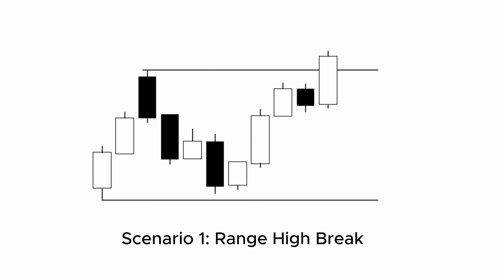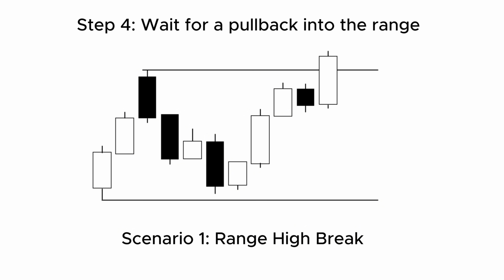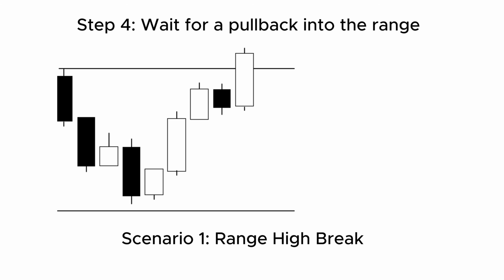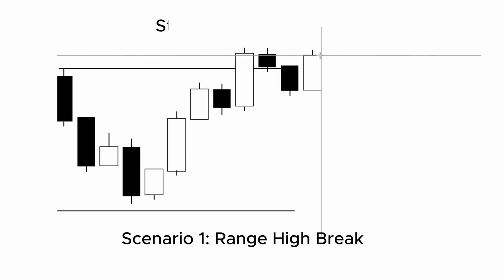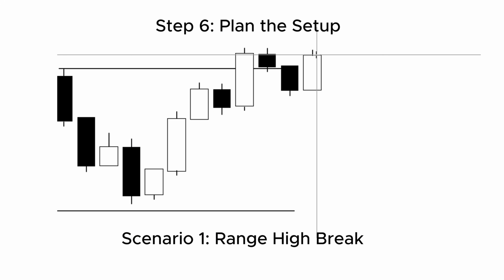If it breaks the range high, we move into the next step, and that is waiting for the price to pull back into the range high that it just broke recently. If this happens, and it often does happen, we wait for the first bullish reaction from this pullback. Basically, we look towards the pullback ending with a large bullish candle that preferably breaks and closes above the previous candles, and that is when we're going to place a buy position right away when that candle closes.